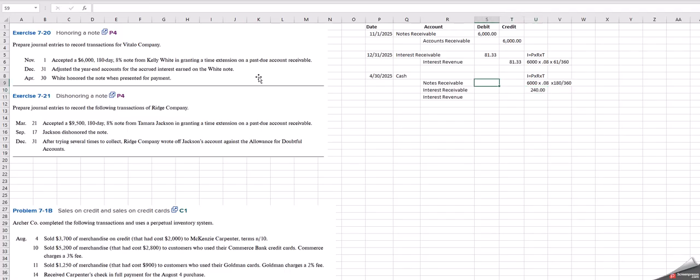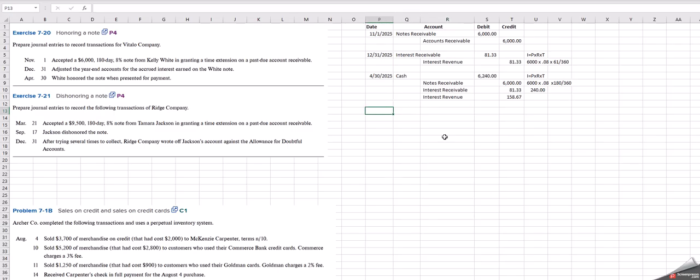Now that's going to be split, though. The cash is all going to come in, $6,240. The notes receivable is going to be credited at $6,000. It's these two that are going to split the $240. We've already accrued $81.33 at the end of the year, so the remaining interest revenue is the difference: the 240 minus the 81.33 that I already recorded. So that would be our entry there.